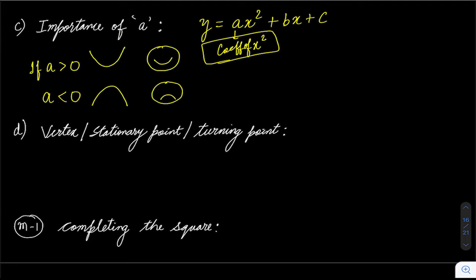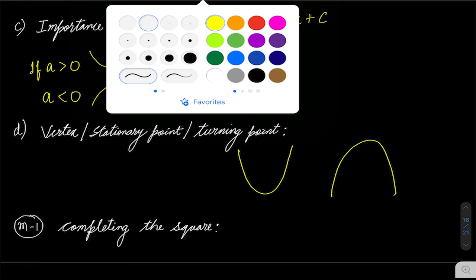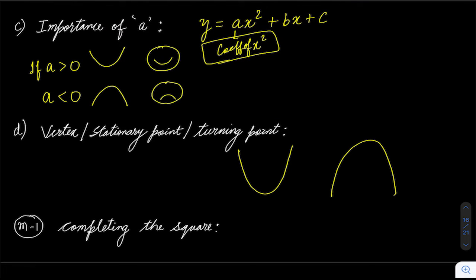Now what happens is, whether your parabola is opening upwards or opening downwards, you can see in both cases you have a special point. For the first case, this point is my minimum value point, the minimum value of y.